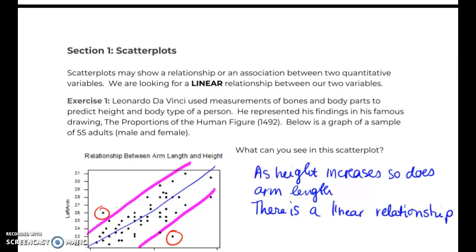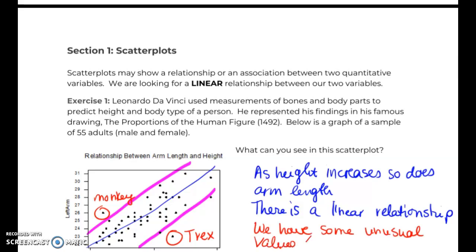And over here we have one person who's very short but has really long arms. So maybe that would be a monkey. And then over here we have someone who's super tall with super short arms. That's our T-Rex. So we have some unusual values that don't really follow that linear trend as well.